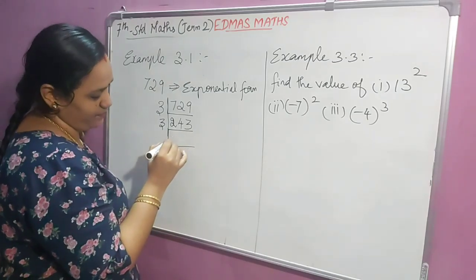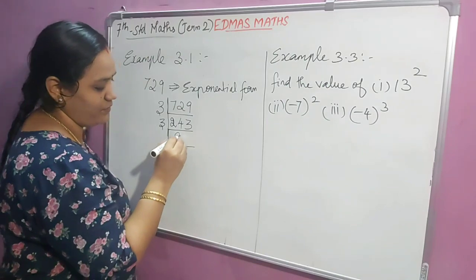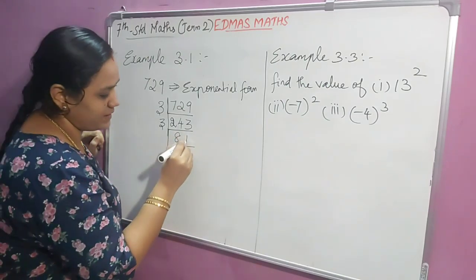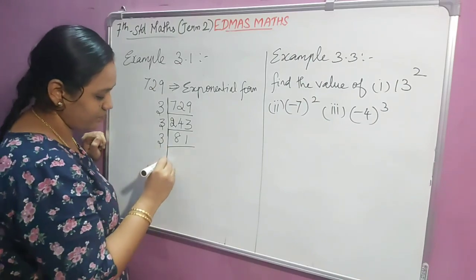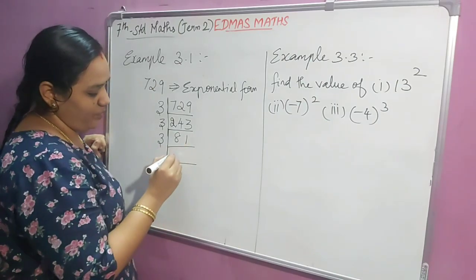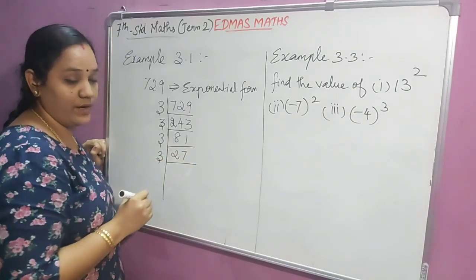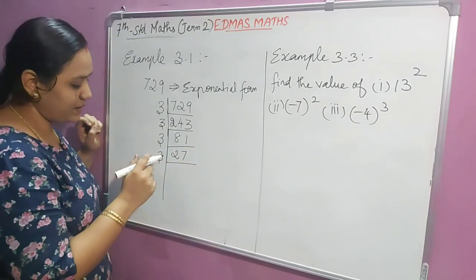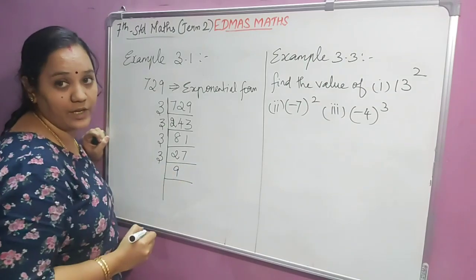6 3s are 18, 7 3s are 21, 8 3s are 24. Okay, 1 3s are 3, again 3. Okay, how many times? 2 3s are 6, 7 3s are 21. Again 27 will come in 3 table. So, how many times? 9 3s are 27.